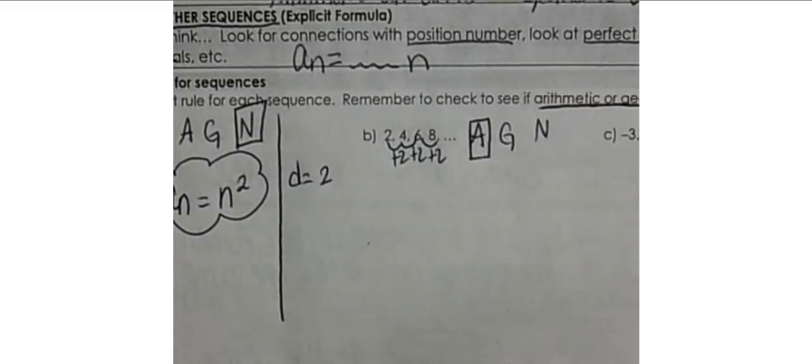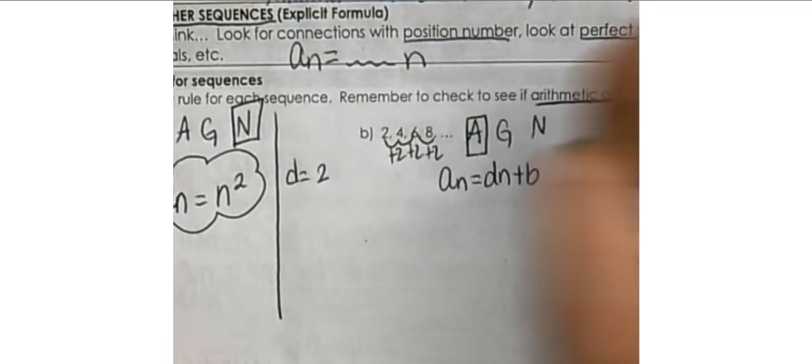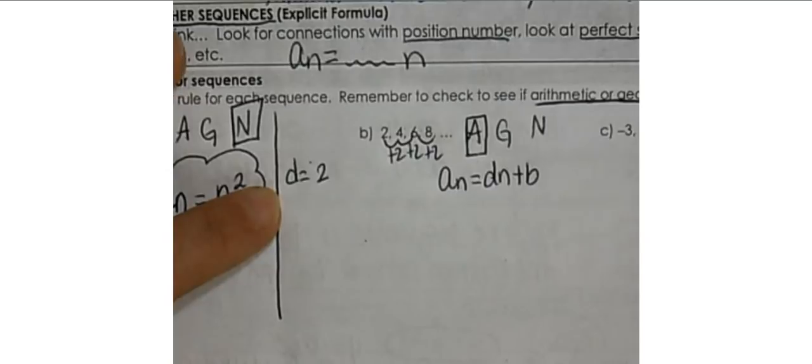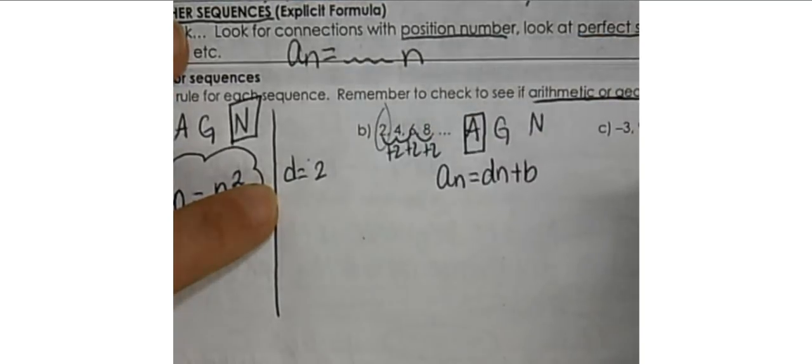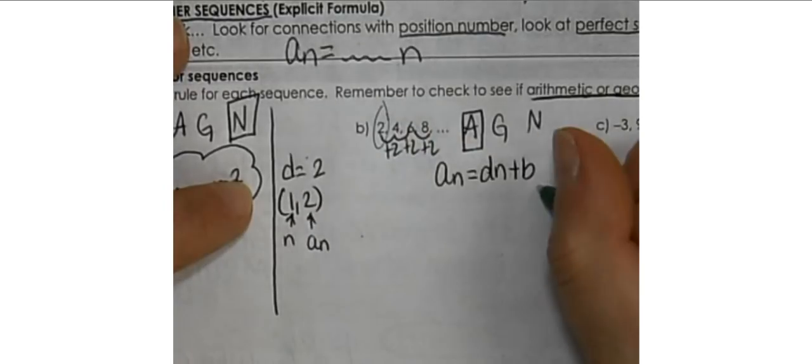So if I want this to be written as an arithmetic rule, that means that I need to write it in the form of A sub n is equal to d times n plus b. I know my d, my common difference. I'm adding 2 each time to get to the next value, but I need to work with an ordered pair. I'm going to work with the number 2, and that ordered pair is going to be (1, 2), because the number 2 is located in the first position. So this number 1 represents my n, and this number 2 represents my A sub n, and I'm going to substitute those values into the formula to find b.